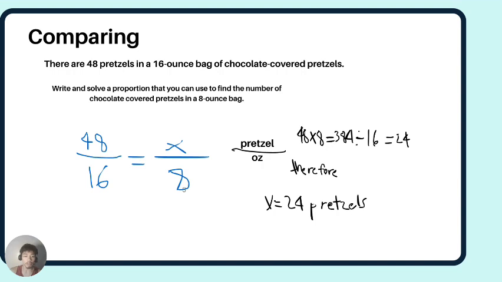So we just multiply 48 times 8, and we have 384, and then divide it by 16, and here we have the result of 24. Therefore, the unknown number would be 24 pretzels.